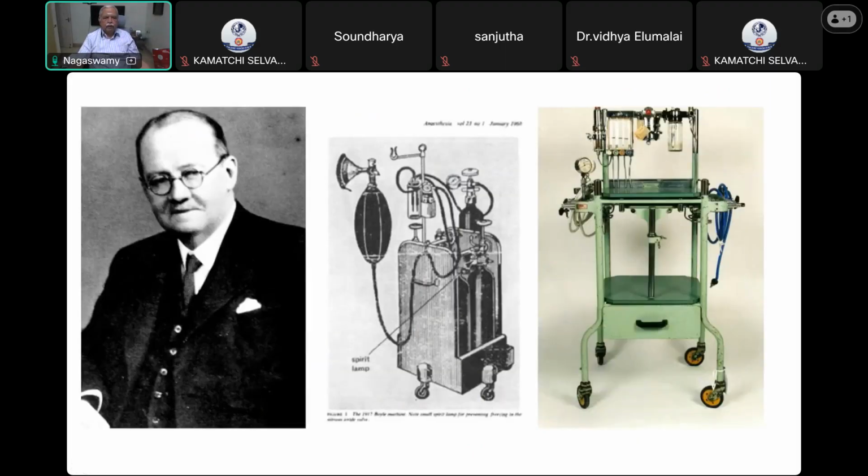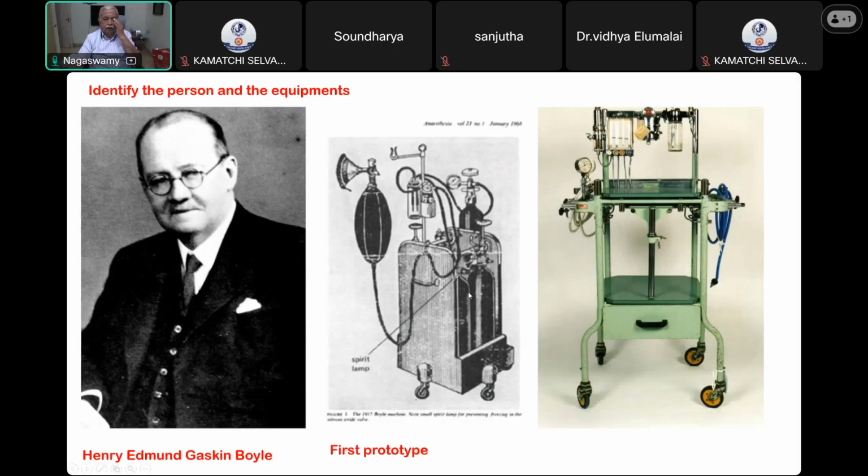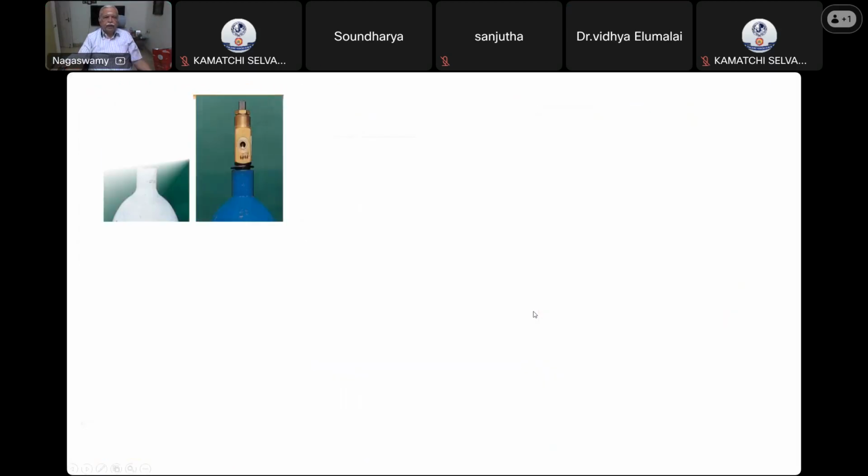Now we have pictures of some people. Identify the person and the equipment. Henry Edmund Gaskin Boyle, HEG Boyle. Okay, he is Henry Edmund Gaskin Boyle, who invented the first prototype of the anesthesia machine. What he built was looking like this. Then this is the later modification. Again, I am showing a true picture of what you saw in the earlier black and white.